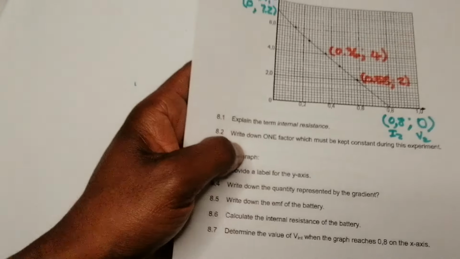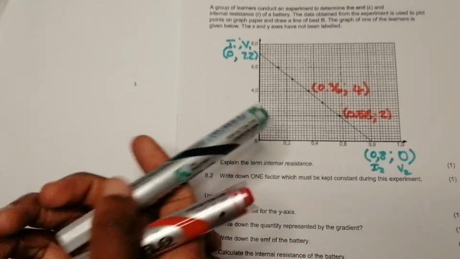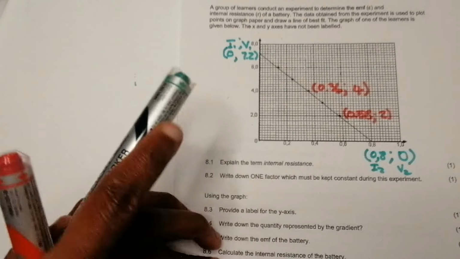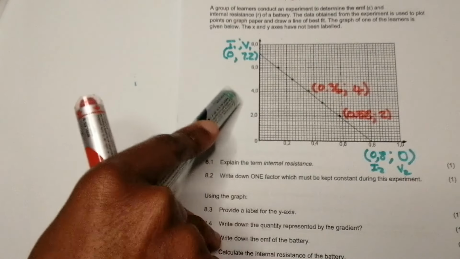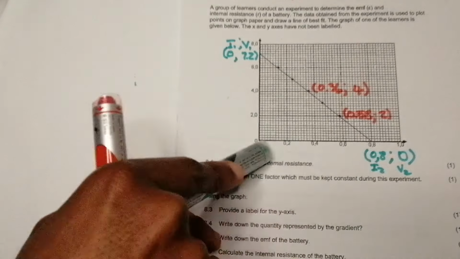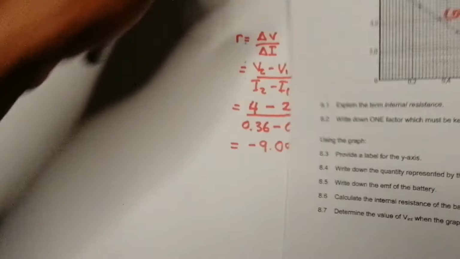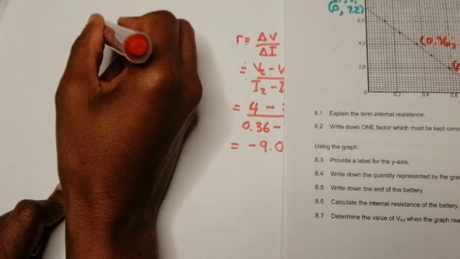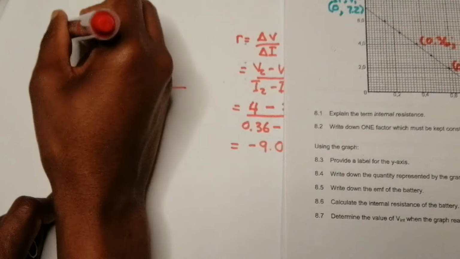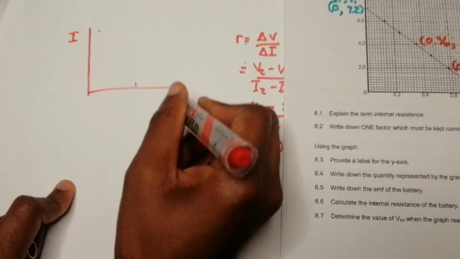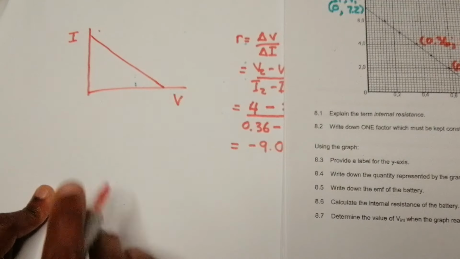Just a word of caution, ladies and gents. Sometimes it is possible for them to give you the same graph, but with voltage over this side and current over this side. So when you have that situation where they give you a graph of current against voltage, let me just try to illustrate that to you. They say this would be current here and this would be voltage over there. You'd still get a similar shape of a graph.